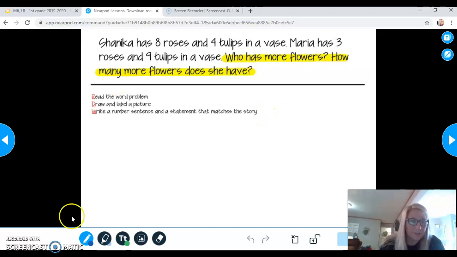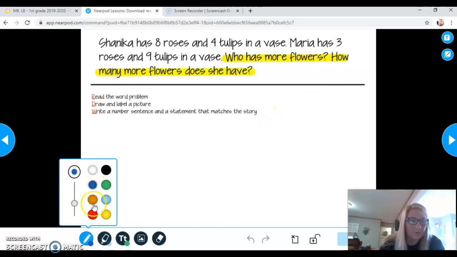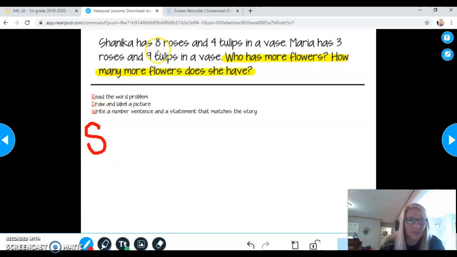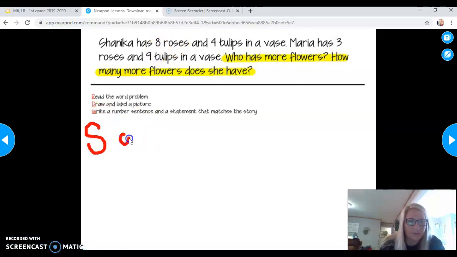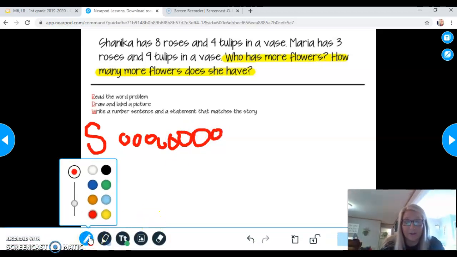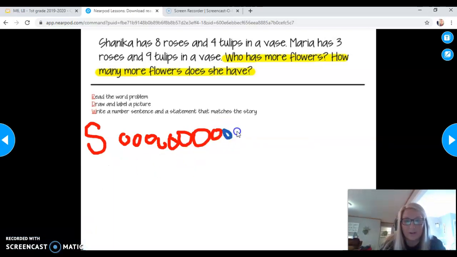So I'm going to start with my labeling. I'm going to start with Shanika, an S. She has 8 roses, so I'm going to do 8 circles. 3, 4, 5, 6, 7, 8. And for tulips, I'm going to change my color because the different color helps my eyes and my brain tell the difference between the two parts. And 4 tulips. 1, 2, 3, 4.